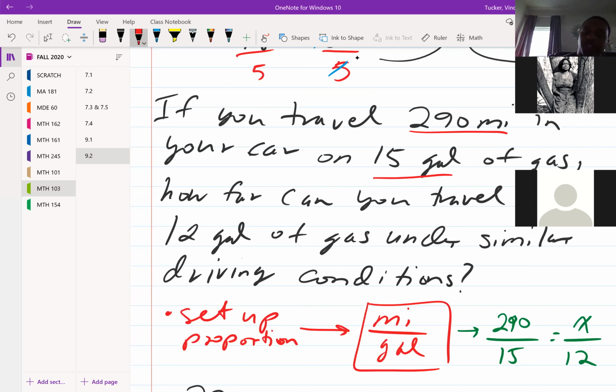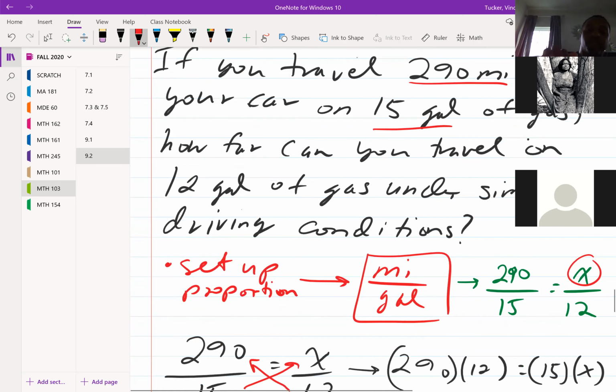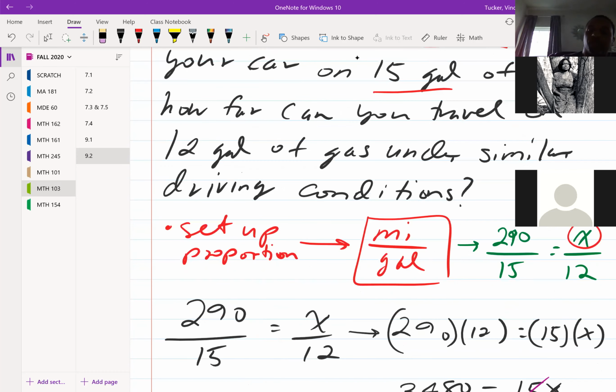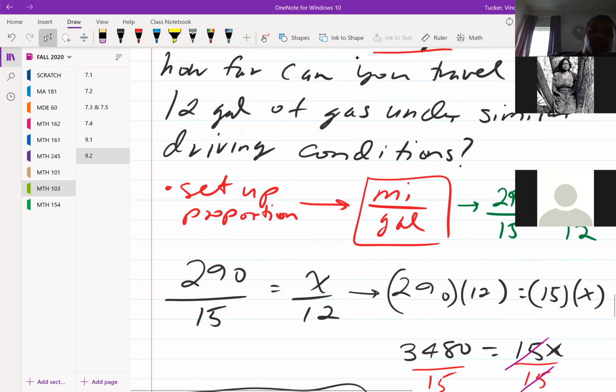Then my next ratio, next rate, how far can you travel? So that's my unknown on 12 gallons of gas. So that's going to be X over 12, because I'm doing miles over gallon for that fraction as well. Once you have your setup, now you do what we did in the last problem, in which we cross multiply. Take the 12 up to the 290, 15 up to the X.